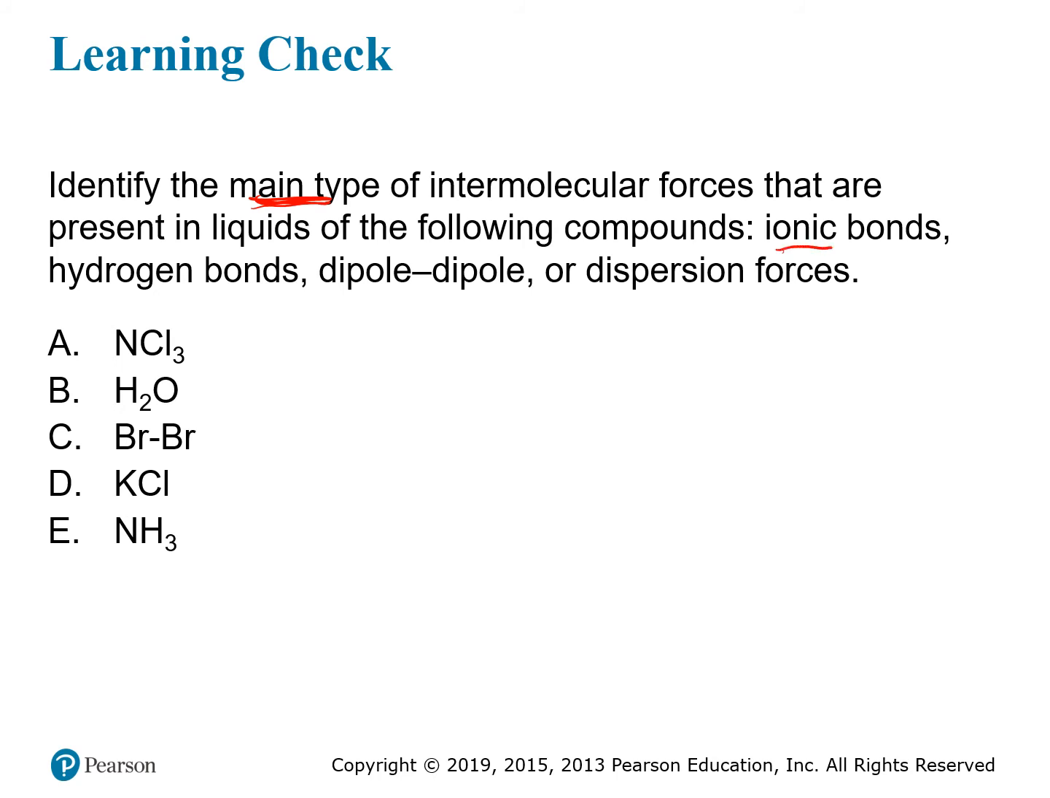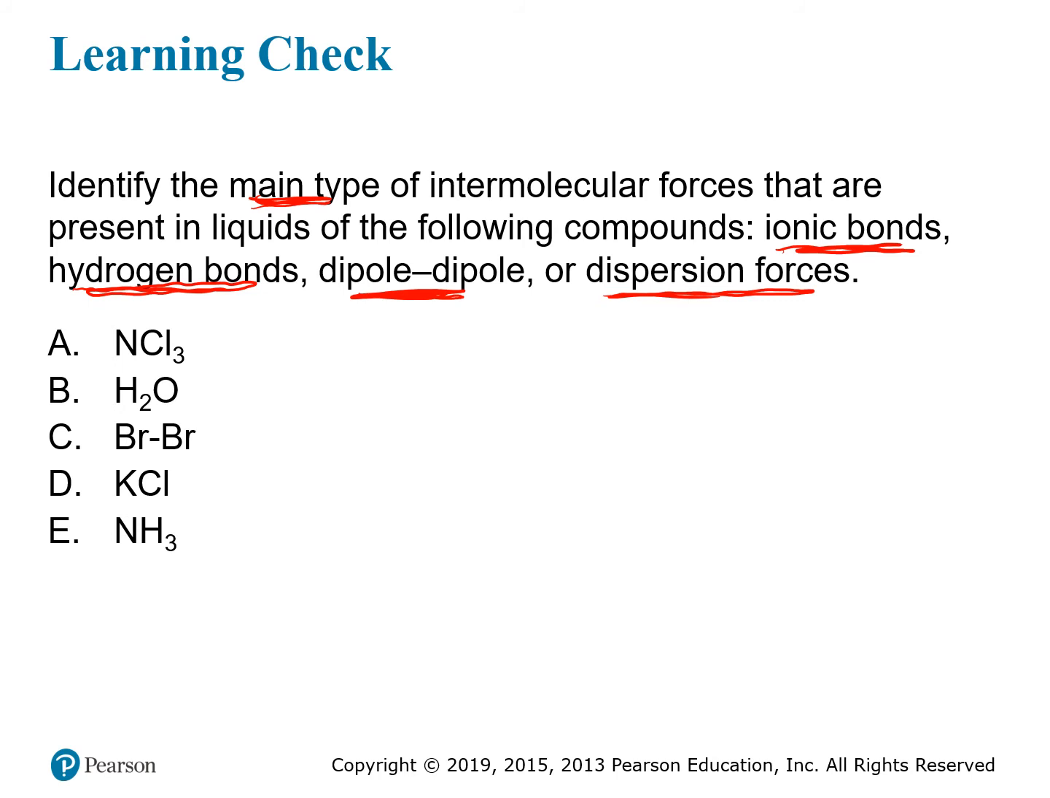So first we consider whether the compound has ionic bonds, and if it does, that's your answer. If not, then we think about whether it can undergo hydrogen bonding. If it can't do hydrogen bonds, then we think about whether it's polar in general. And if it's not polar at all, then we have to fall back and say that it must have only dispersion forces between the molecules. Okay, so you go through them sort of in order.